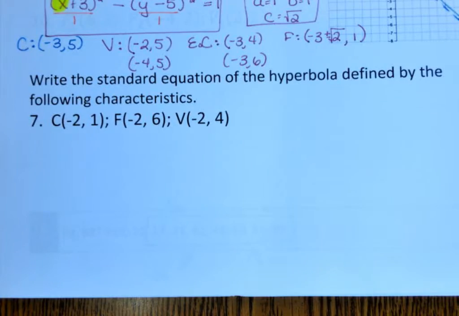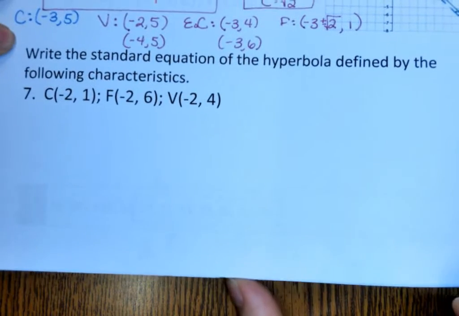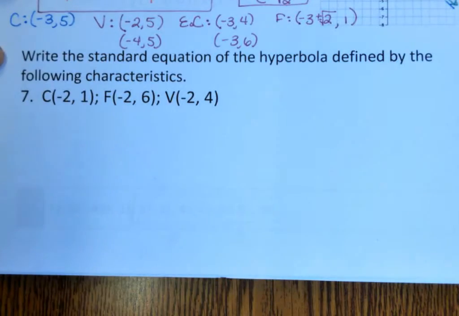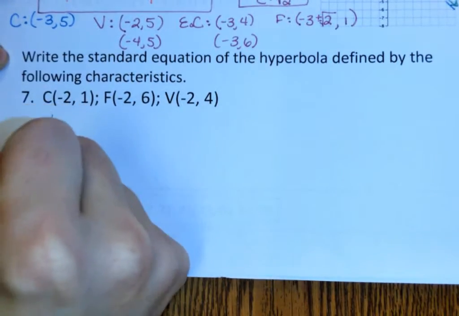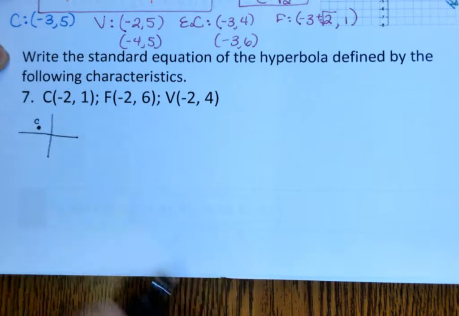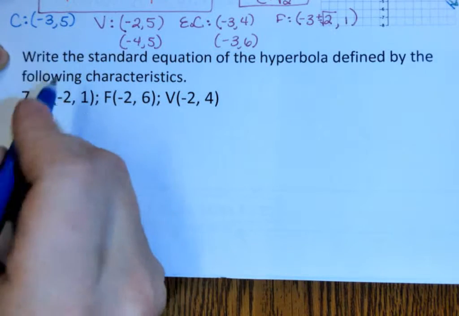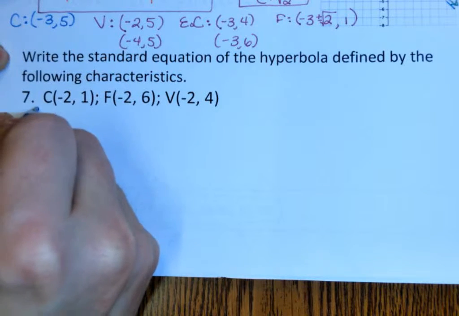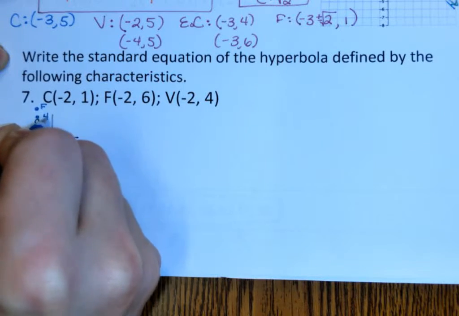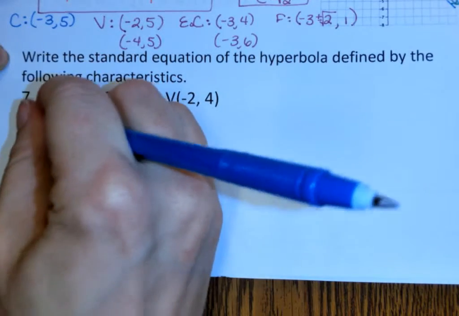All right, so let's go through this problem. When I'm doing a hyperbola, if you are a very visual person, go ahead and sketch it. That's fine. Say, okay, I know for this problem my center is going to be (-2, 1). So that's going to be my center. I know my focus is at (-2, 6). And I know that my vertex is at (-2, 4). I wrote the 4 instead of a V.